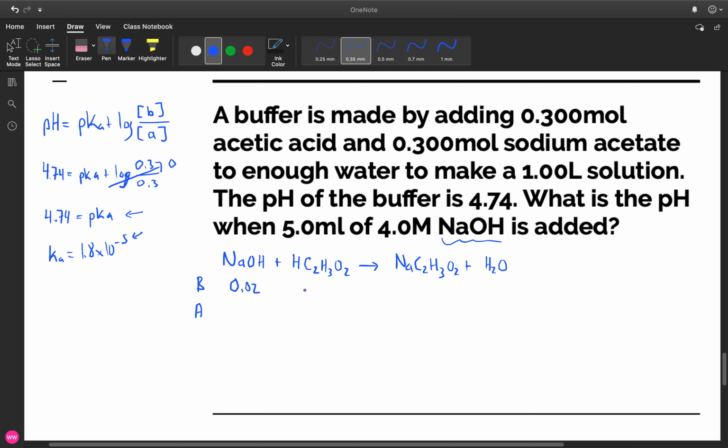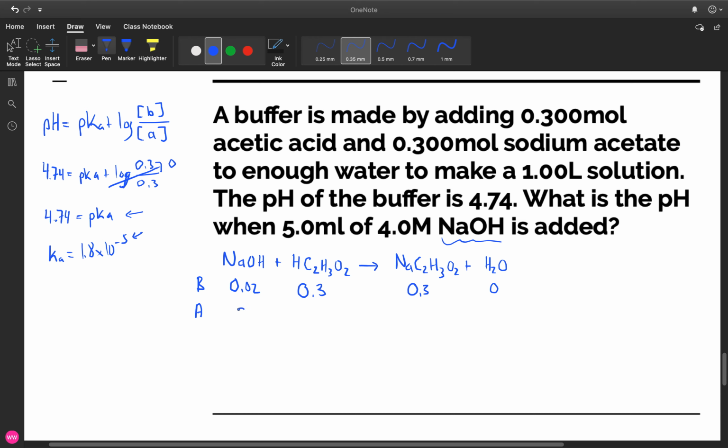giving us 0.02 moles. And as far as the HC2H3O2 goes, we're going to find that the number of moles is going to be 0.3. Sodium acetate is also 0.3. This is going to be our conjugate base to the acetic acid. And water is present, but we'll just say for right now that the initial concentration of water was 0. Now, when this reaction occurs, I have 0.02 moles of NaOH and 0.3 moles of HC2H3O2. Which one of these chemicals will run out first?